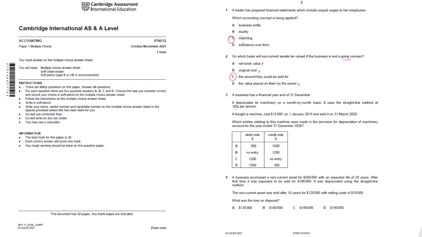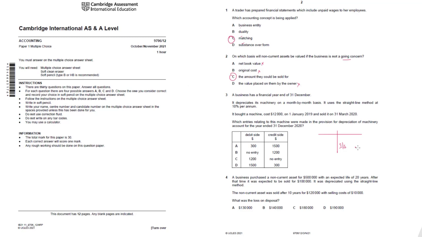So 2C. A business has a financial year end of 31st December. It depreciates its machinery on a month-by-month basis, using the straight line method at 10% per annum. It bought a machine costing 12,000 on 1st Jan 2019 and sold it on 31st March 2020. Which entries relating to this machine were made in the provision for depreciation account for the year ended 31st December 2020?